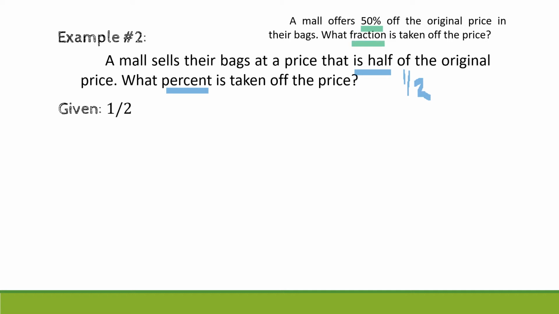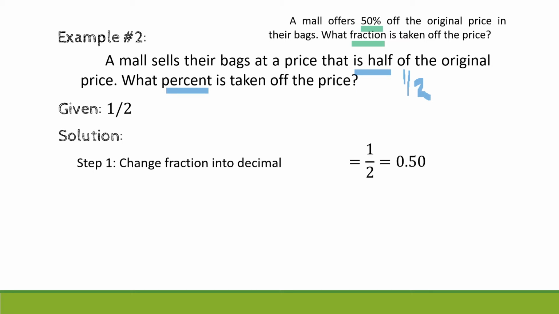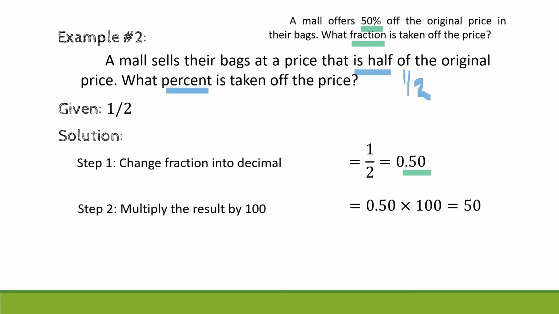So, ang ating given ngayon ay fraction, 1/2. Para sa ating solution, step 1, change the fraction into decimal. So, i-divide lamang natin yung 1 by 2, which is 0.50. Step 2, multiply the result by 100. So, 0.50 times 100 is equal to 50.